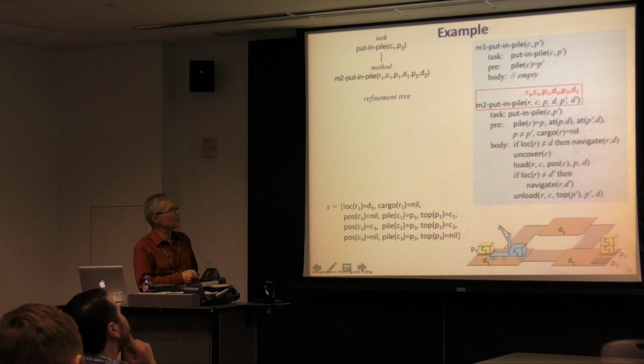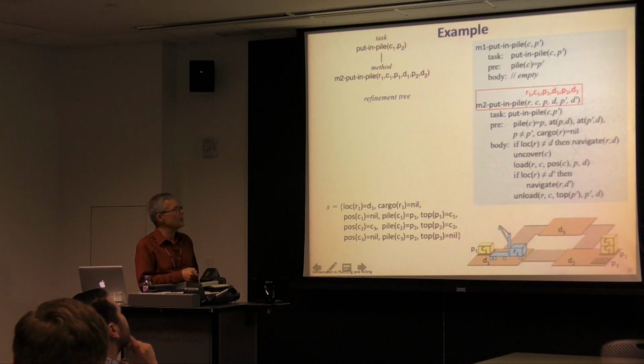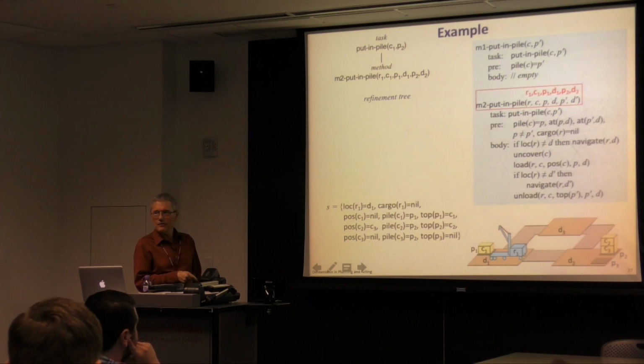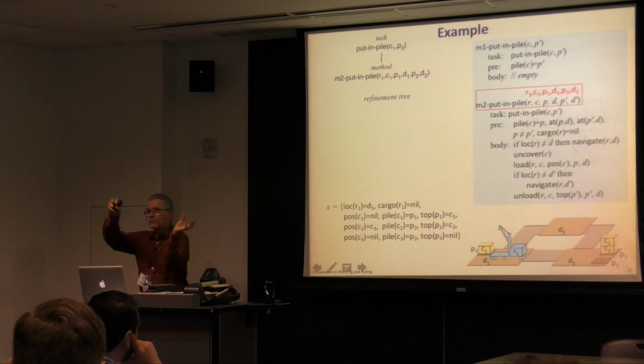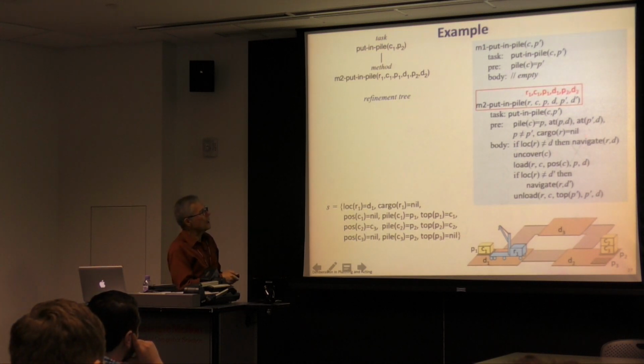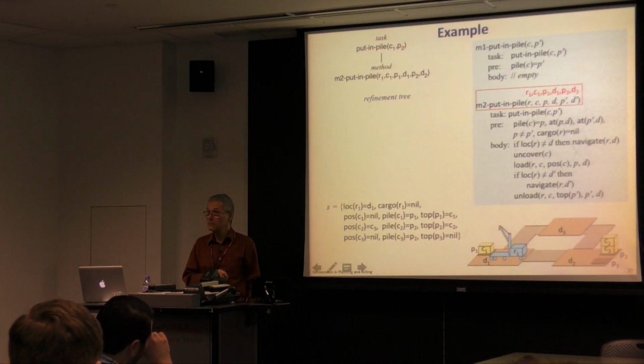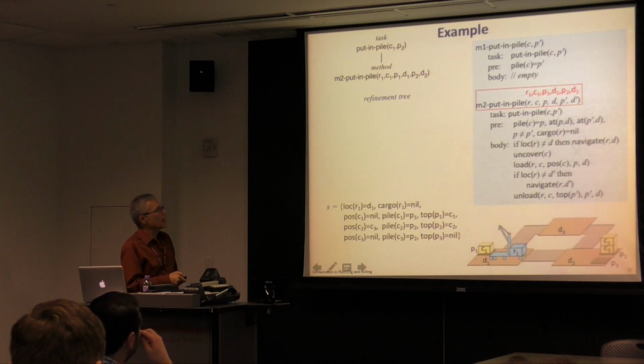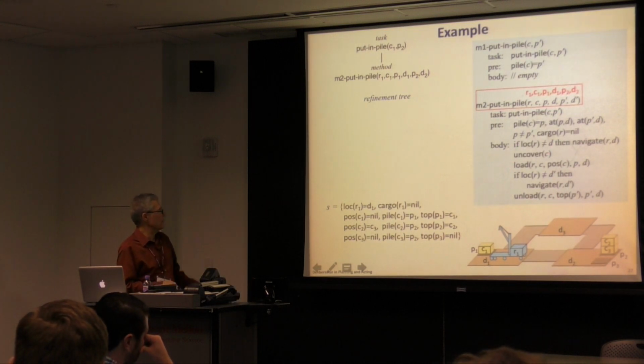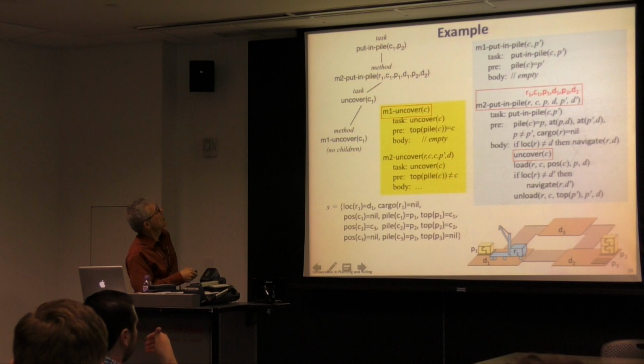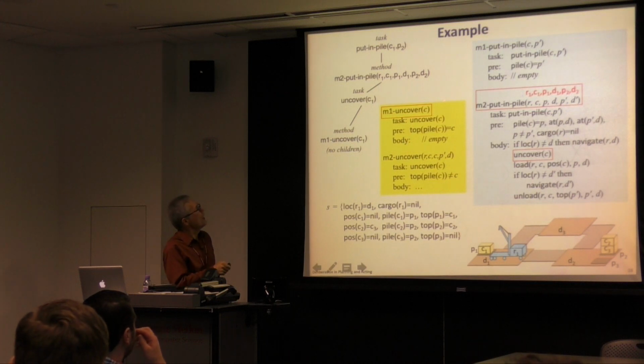The body of the method says if the robot is not at the location where the container is, then go there. Uncover the container. What that means is if there's anything else on top of it, you remove it. Load the thing onto the robot. If you're not at the location where the container needs to be, then go there and unload it. Okay? Uncover, I'll get to in a minute. In fact, we'll get to it now.